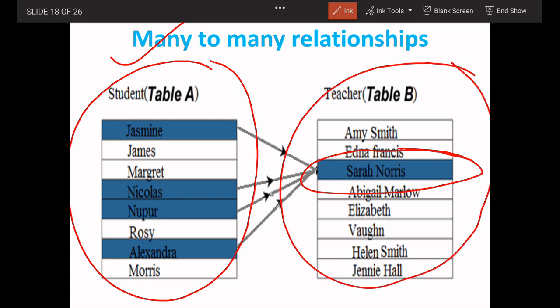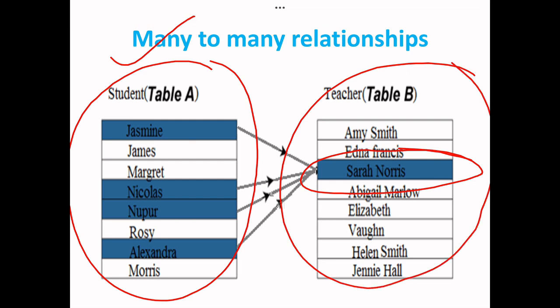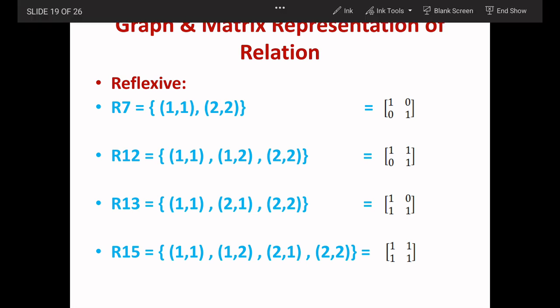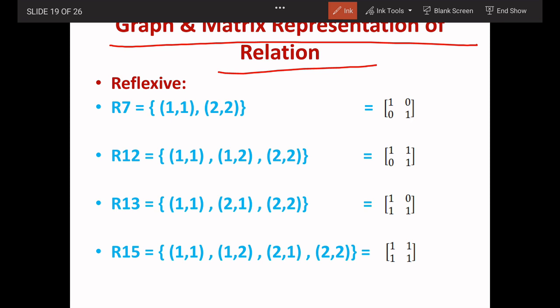Okay, so now next topic, I will show you, this is also very important. Why is this very important? Graph and matrix representation of the relation. So the first one we already explained. Go to the previous one, or maybe all the people are writing the notes. Okay, so which one is reflexive, which one is symmetric, which one is antisymmetric, and which one is transitive. So first one, reflexive, I told you R7, R12, R13 and R15 are reflexive.